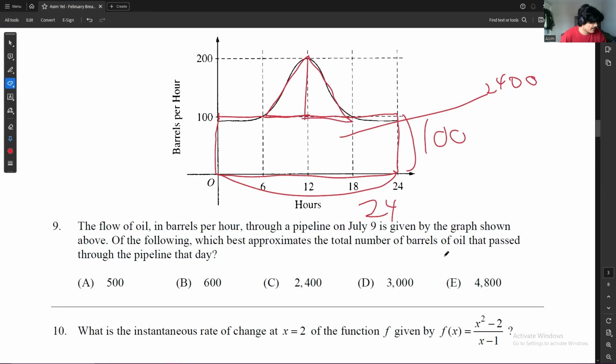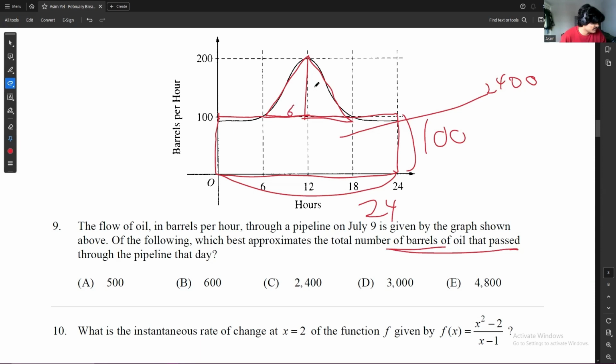Since they're asking the barrels of oil passed through the pipeline that day, I'm just calculating the area under the graph, since it's just the barrels per hour times hours. So we find the product by finding the area under the slope. And here will be 2 triangles. And actually, I can just treat them as just one rectangle. Anyway, I'm just going to solve it.